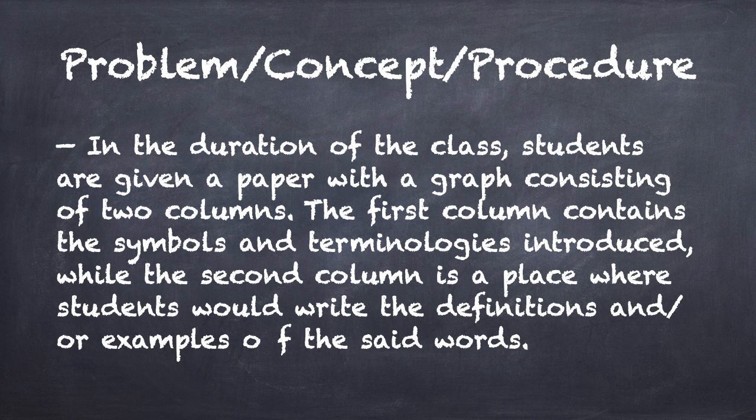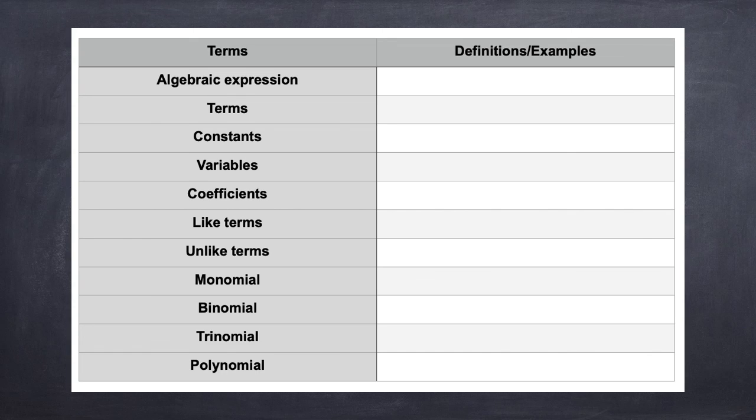So I have provided an example of this. It is here. Here are the terms that will be given in the first graph that the students will be receiving when it comes to this topic. In the left column, we can observe that the words are given there, and the second column, which is on the right side of the graph, is left blank, for definitions and examples.